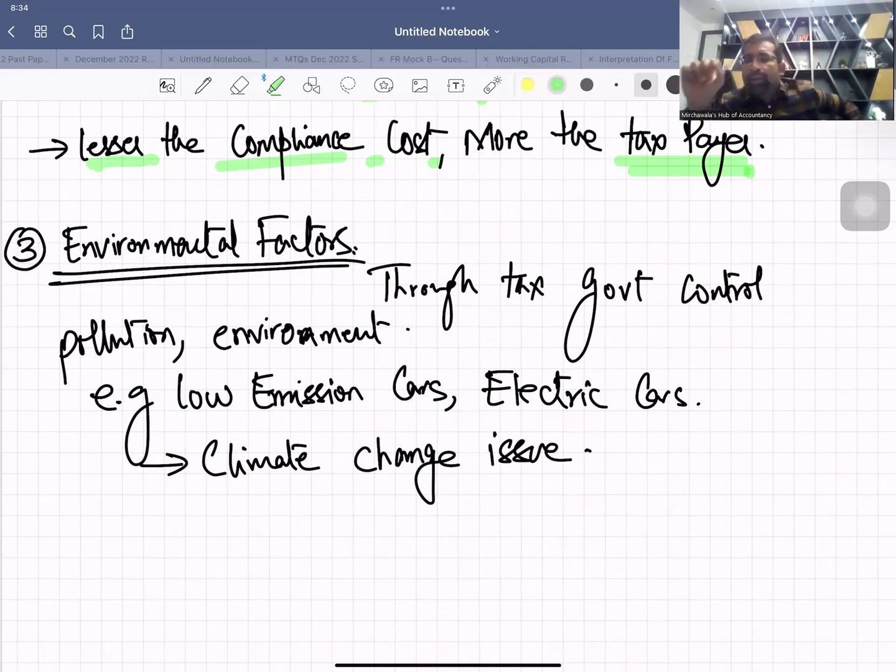So now just think, government can make a policy. If you buy a car with high CO2 emissions, you will have to pay a big duty, a big tax. And if you buy a zero emission car, or an electric car, that means you are good for the society, you are good for the environment. So government may say you don't need to pay any duty, no need to pay any tax, government can waive your tax. So see, through tax government can control the environment as well.